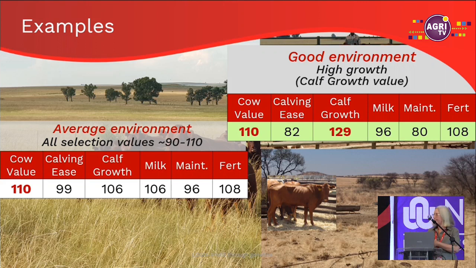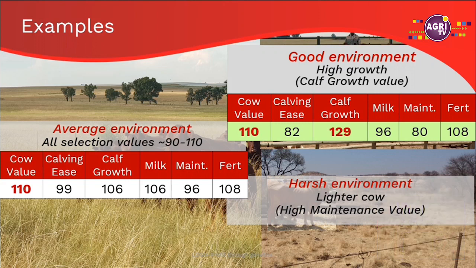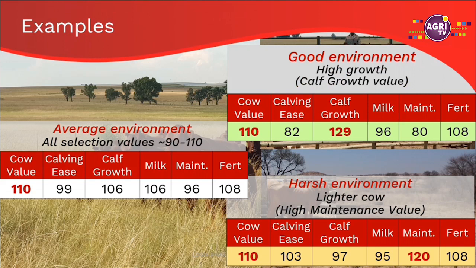And then in an extreme harsh environment, you are looking for a lighter cow which can handle the environment, so you look at the maintenance. This cow will have a low, favorable maintenance, but her calf is average, but that's the main one that you look at. So the cow value, you always look for the highest cow value. It's not that the high cow values are good for a good environment and the poor cow values for a harsh environment. You always look at the cow value because it's the balance between the other breeding values, and select for that.